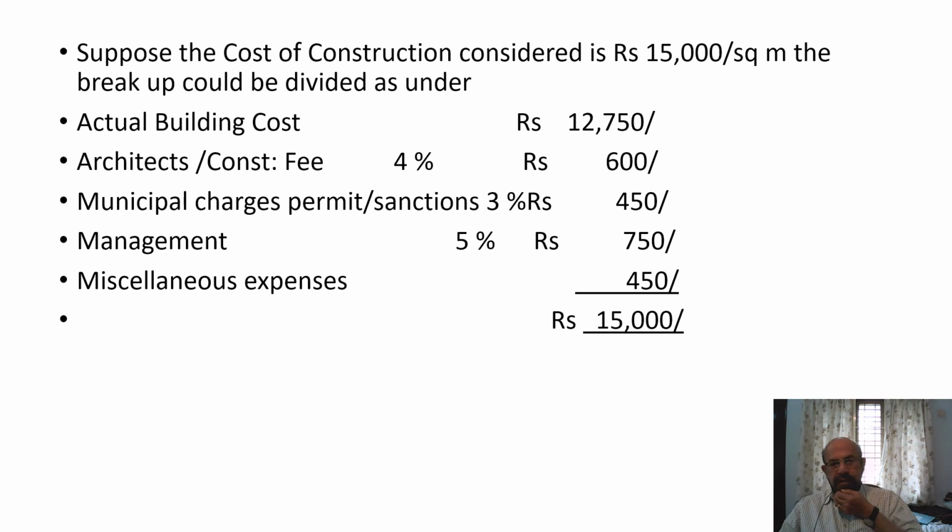Actual building cost 12,750. Architect's fee 4% is equal to 600. Municipal charges, permits, etc. 3% is equal to 450. Management 5% is equal to 750. Miscellaneous expenses 450. Total comes to 15,000.